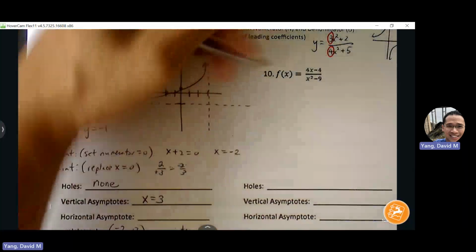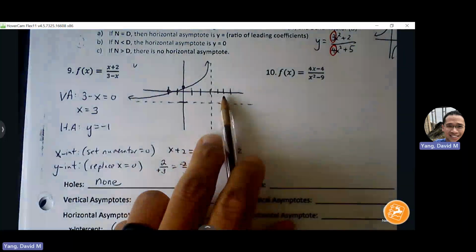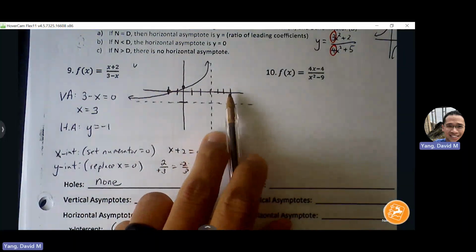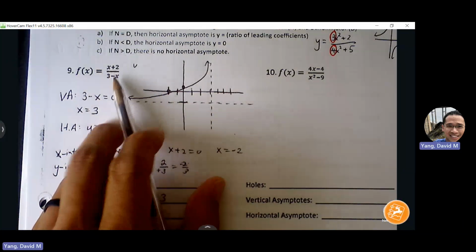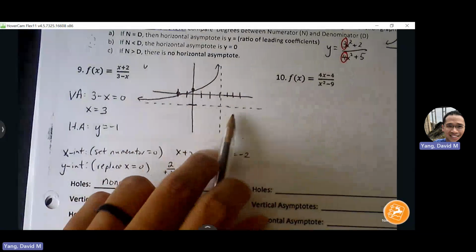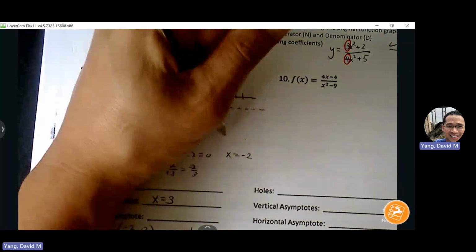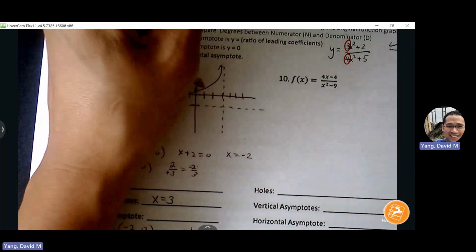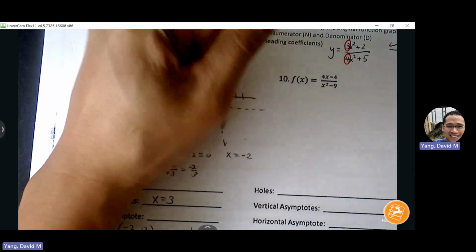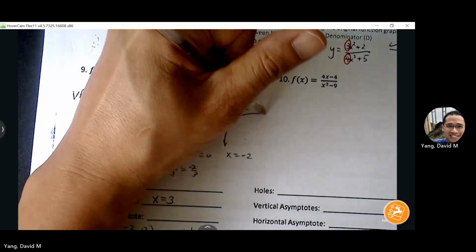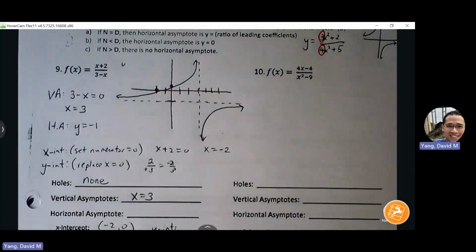An easy way to do this is to pick a point that we know is to the right here. So if I plug in something like 7, 7 plus 2 over 3 minus 7, that's going to be a negative value. And that negative value is going to have me sit over here. Okay. And typically they're across from each other like this. And these dotted lines give us a way to shape our graph without having to look at every ordered pair.